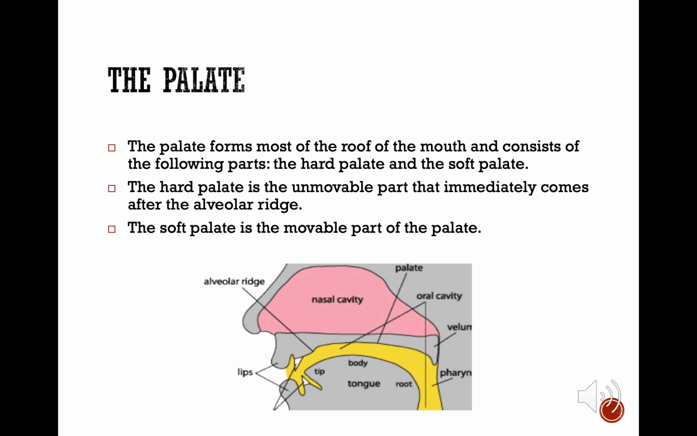The palate. The palate forms most of the roof of the mouth. Therefore, sometimes it is called the roof of the mouth. And it consists of the following parts: the hard palate and the soft palate. The hard palate is the unmovable part that immediately comes after the alveolar ridge, while the soft palate is the movable part of the palate.